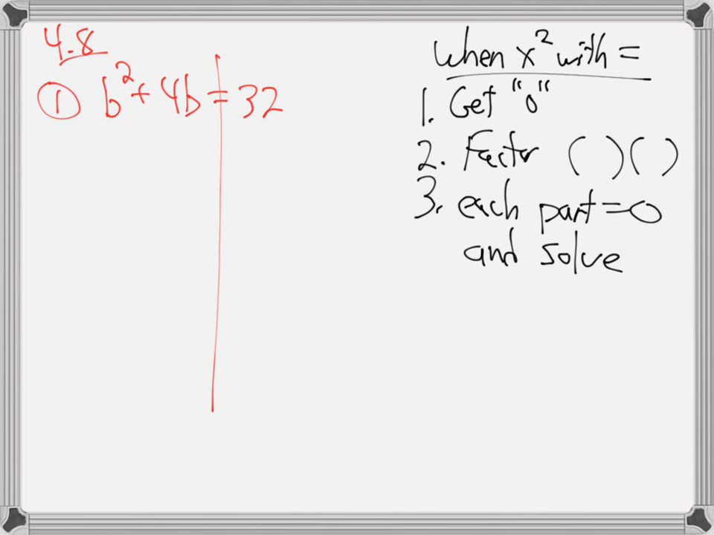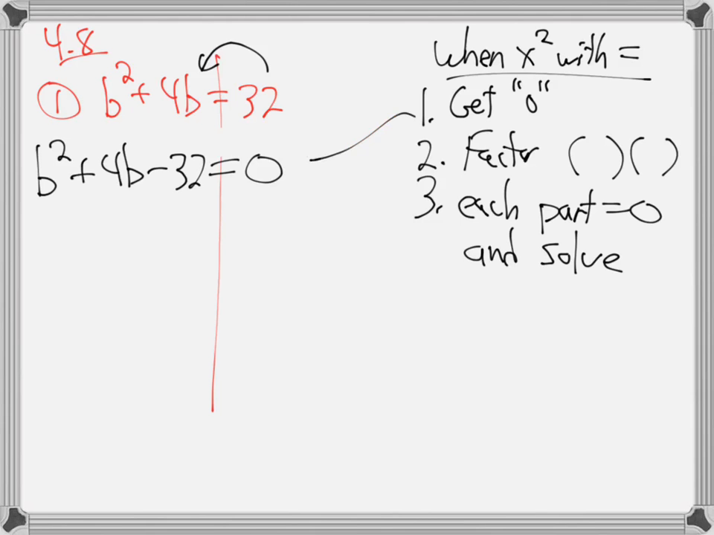When you see x or b squared and an equal sign, you think, get a 0. So that means jump this 32 over so that we'll have 0 on the right side. What happens when something jumps over the equal sign? Changes signs. So that'll become b squared plus 4b minus 32 equals 0. So we did step 1. We got ourselves a 0. All right, step 2. Factor. You guys are lean, mean factoring machines now, right? You can factor that with the greatest of ease.